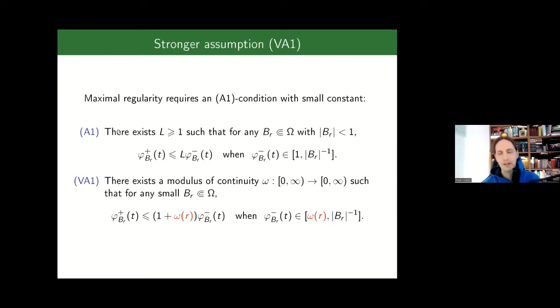And in this A1 condition, we just have some constant L. But now for the VA1, V actually stands for vanishing. This constant L should be small.